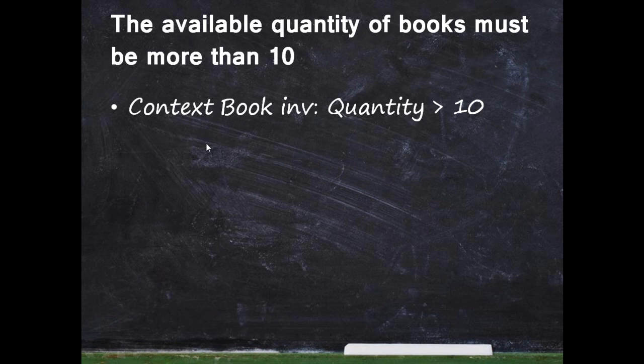Next, the available quantity of books must be more than 10. The 10 is something like a threshold. The quantity should be maintained greater than 10. So if the quantity decreases below 10, we need to add stock. So the quantity greater than 10.